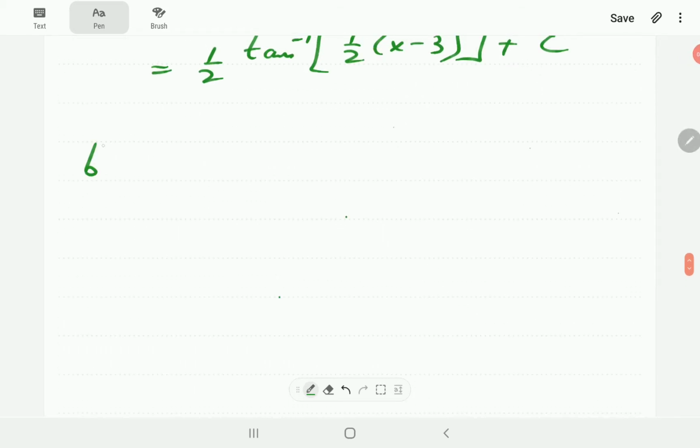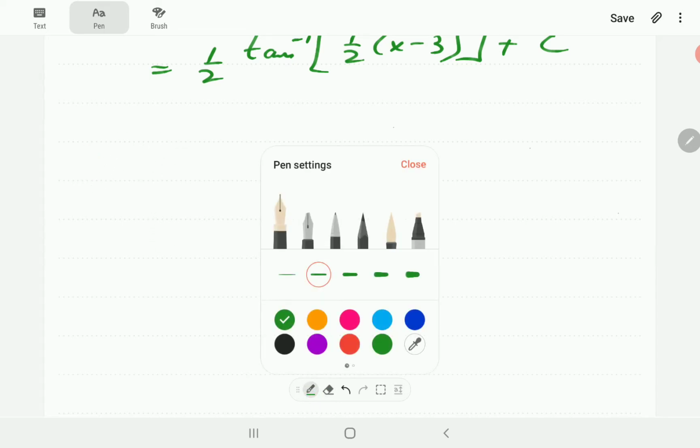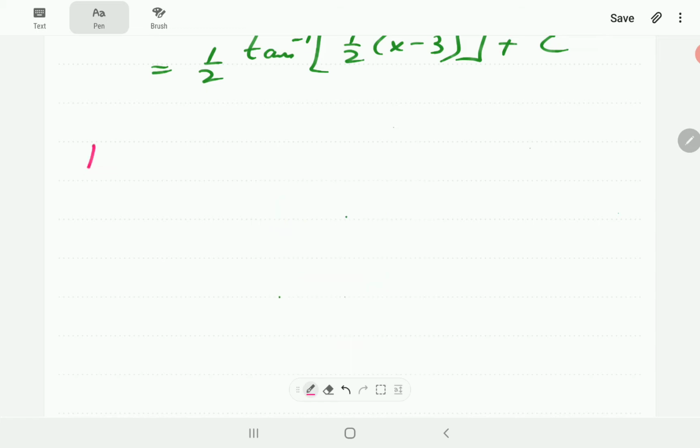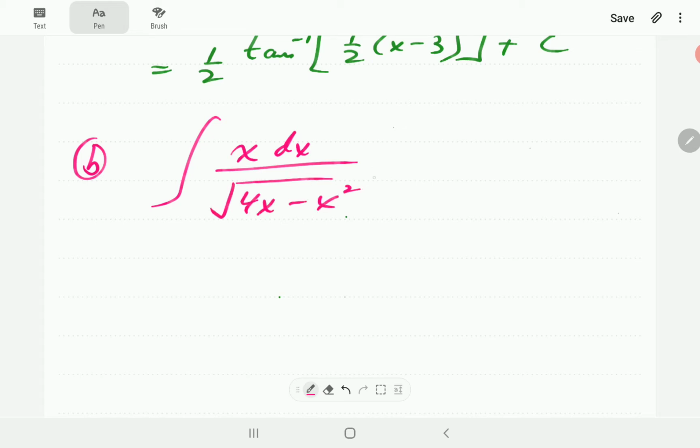In example number B, we have the integral of x dx all divided by the square root of 4x minus x squared.